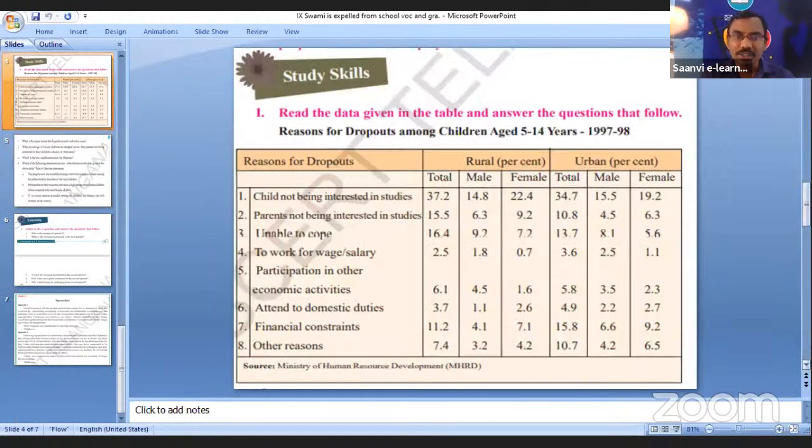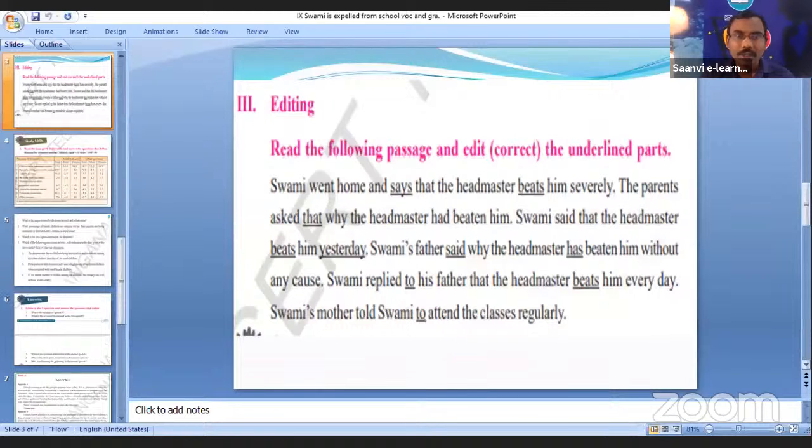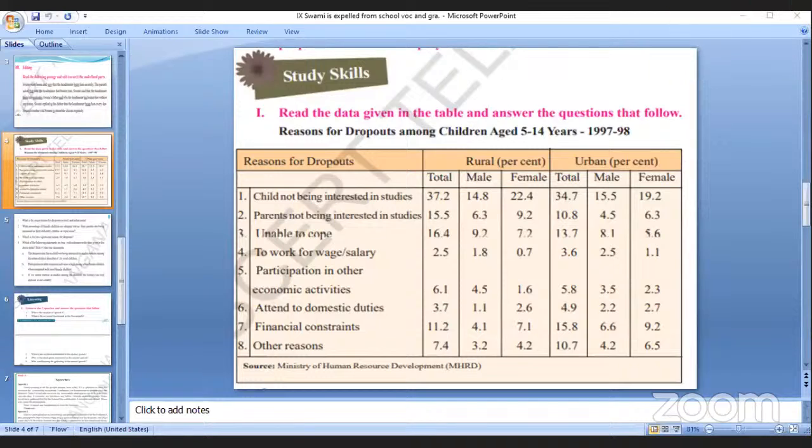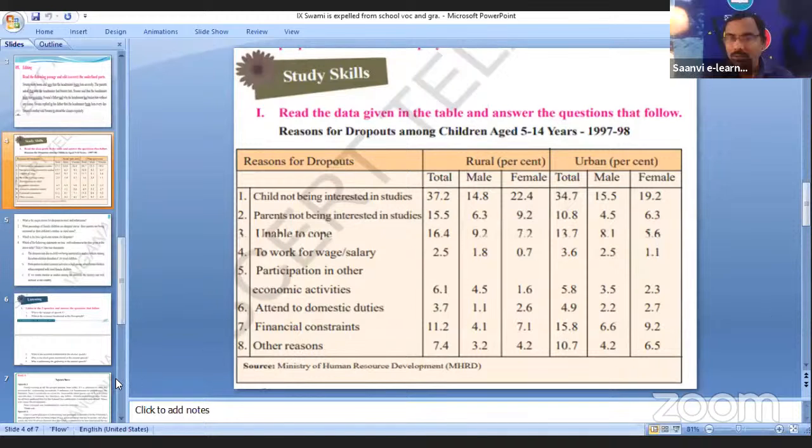Okay, let's move on to the next session. Editing part we have finished, and now study skills. Okay, here we go. Read the data given in the table and answer the questions that follow. Reasons for dropouts among children aged 5 to 14 years, 1997 to 1998. See here, reasons for dropouts.